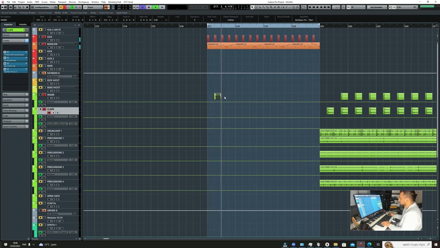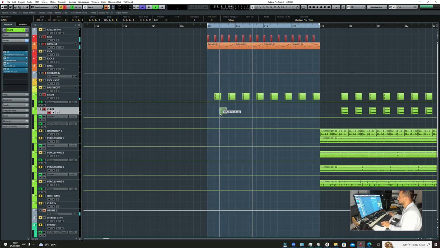I picked this snare, which is very crunchy. I don't know if you can feel it, but something is missing, some lower frequencies. So I found this one, this clap, that completes it perfectly.